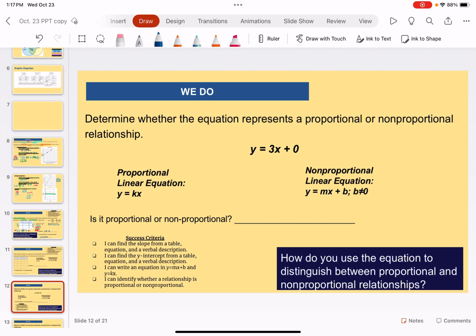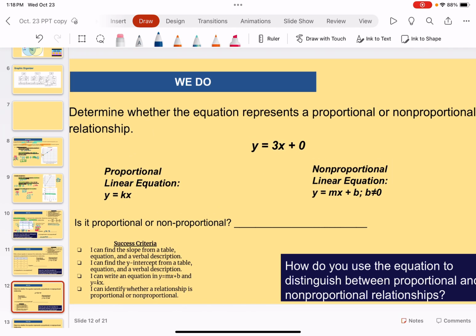Okay, my next redo is super easy. I have to determine whether the equation represents a proportional or non-proportional relationship. So we have the equation y is equal to 3x plus 0. So I see that it has a plus 0, and I remember that when my y-intercept is 0, that means it's going through the origin. So that makes this relationship, or this equation, proportional.